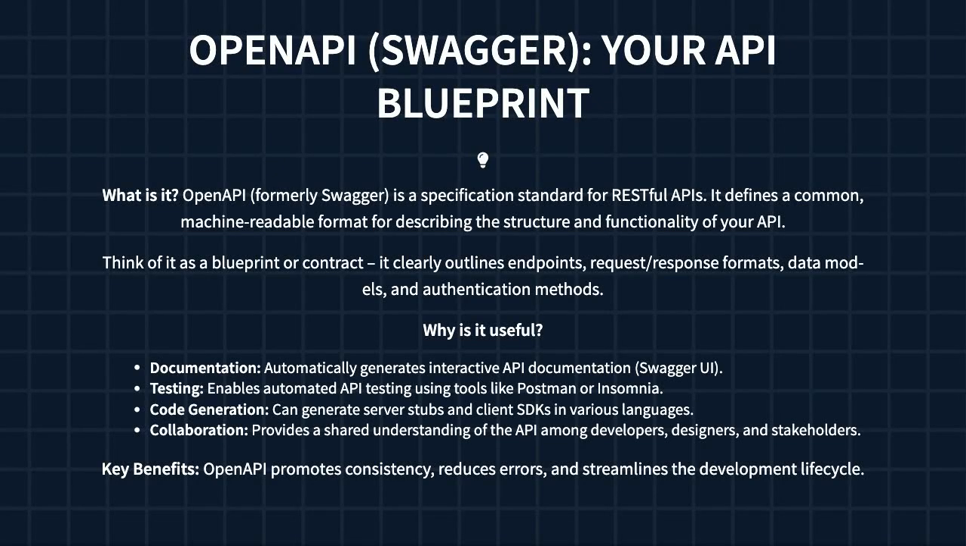Okay, let's talk about OpenAPI, also known as Swagger. It's essentially a blueprint for your RESTful API. It's a standard way to describe how your API works, like a contract between you and anyone using it. OpenAPI defines everything from the URL of your endpoints to what data they expect and return. This is super helpful because it lets us automatically generate documentation, making it really easy for developers to understand how to use your API. It also makes testing simpler and can even help create code samples for different programming languages. Ultimately, OpenAPI promotes a common understanding and reduces the chance of misunderstandings during development.